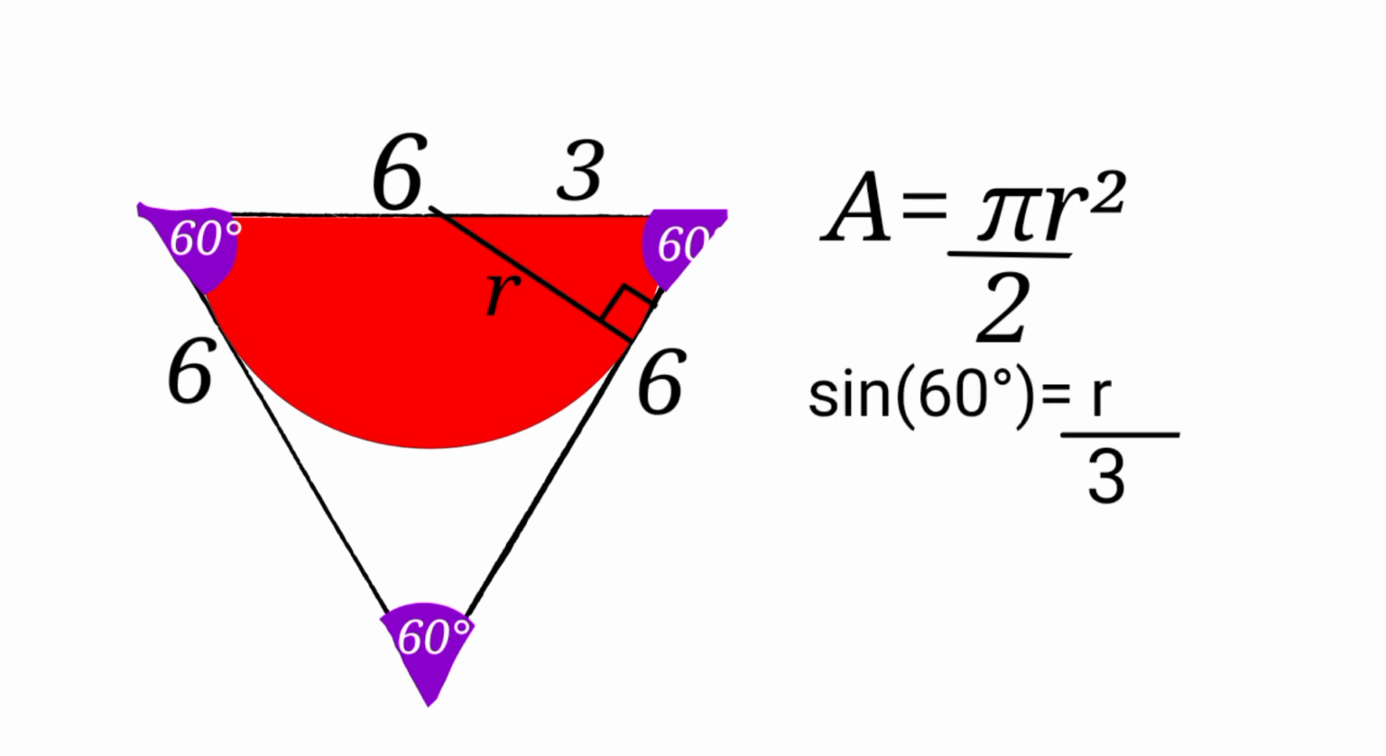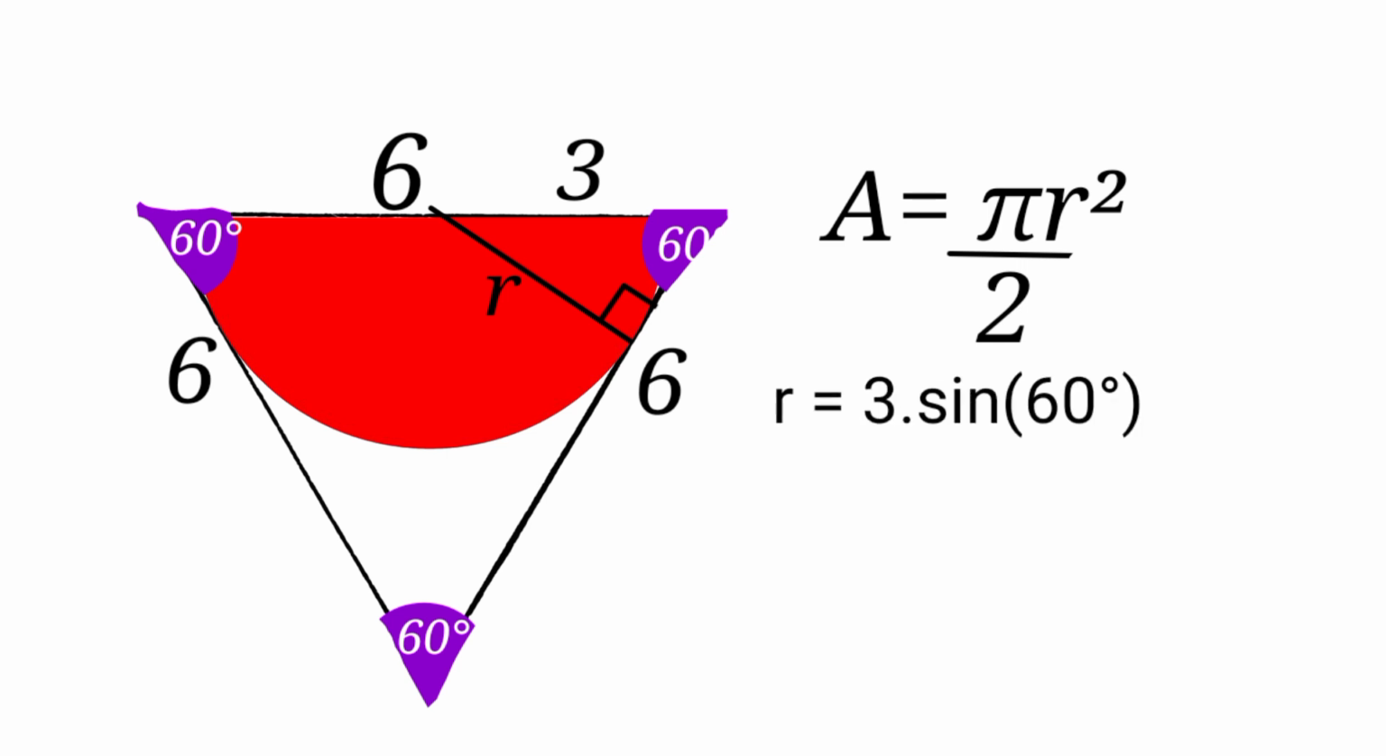So sine 60 degrees equals the opposite side over the hypotenuse. The opposite side here is r and the hypotenuse is 3. Now let us multiply. When we multiply, we have r equals 3 sine 60. So you can go ahead and type this into your calculator and solve, but I will be using it like that. Now I take the answer the way it is to the formula of the area of a semicircle we found.